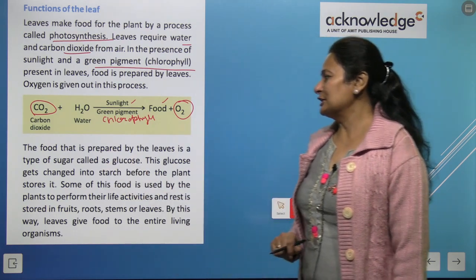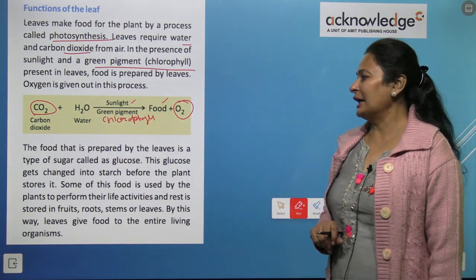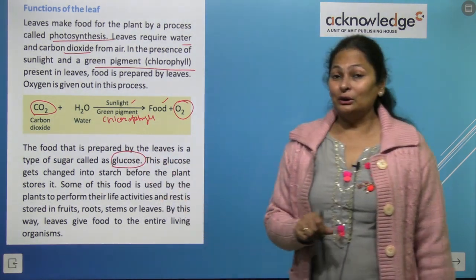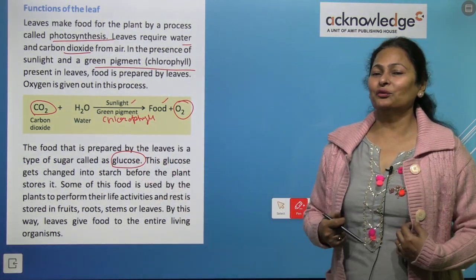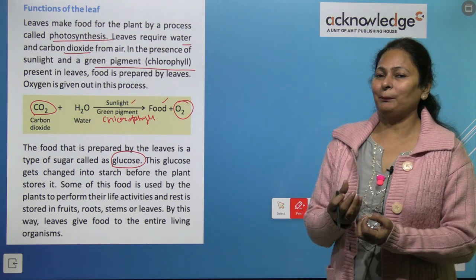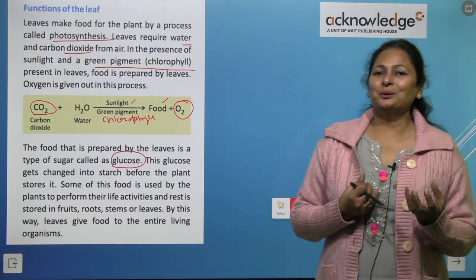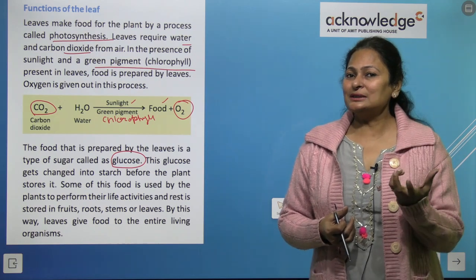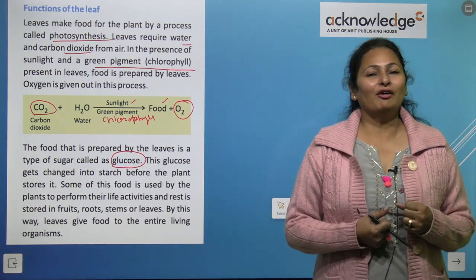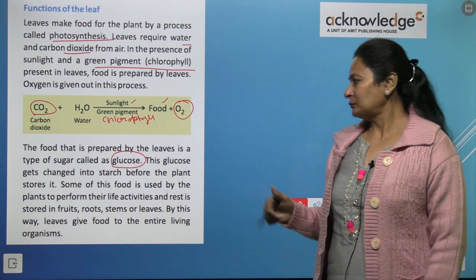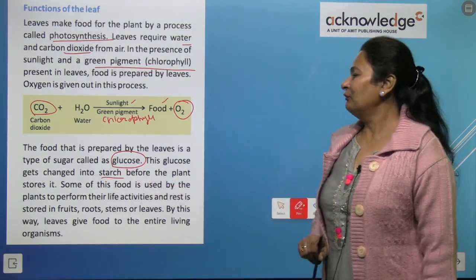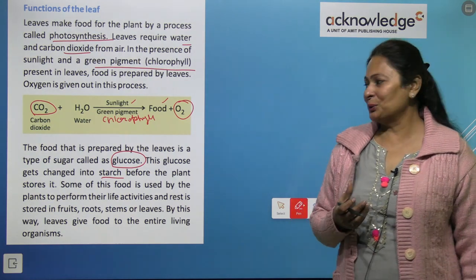So the food which is prepared by the leaf is a type of sugar and we call it glucose, right? The food the plant is making for its use is called glucose, and it stores the food in the form of starch. This glucose gets changed into starch before the plant stores it.